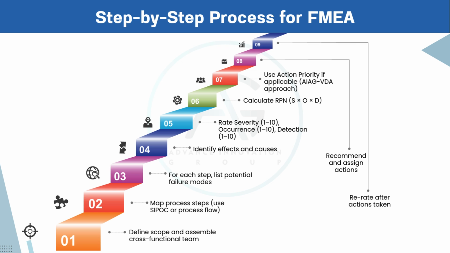Step 6. Calculate RPN, S times O times D. Multiply the 3 values to get the risk priority number. Higher RPN means higher risk and therefore higher priority for corrective action.